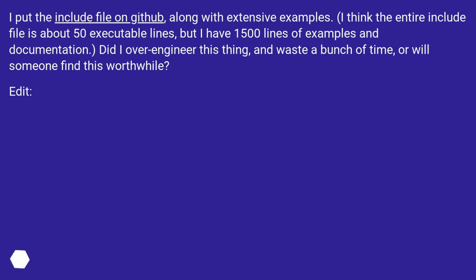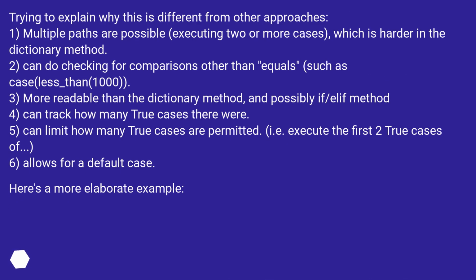Edit. Trying to explain why this is different from other approaches. 1. Multiple paths are possible, executing 2 or more cases, which is harder in the dictionary method. 2. Can do checking for comparisons other than equals, such as case_less_than 1000. 3. More readable than the dictionary method, and possibly if/elif method. 4. Can track how many true cases there were.